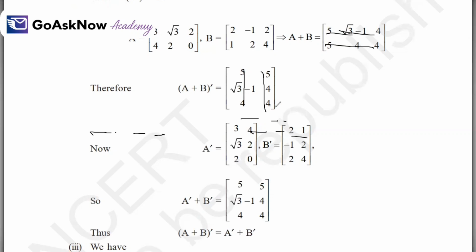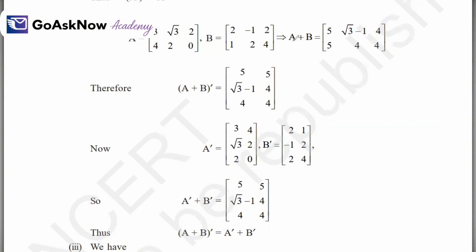Now A dash is what? You just take the transpose of A. So that is equal to 3 root 3 2 and 4 2 0. B dash is 2 minus 1 2 and 1 2 4. So A dash plus B dash is what? Just take the addition of A dash and B dash. You will get 5, 5, 3 minus 1, 4, 4 and 4. So you can verify here that (A plus B) dash is coming out equal to A dash plus B dash only.